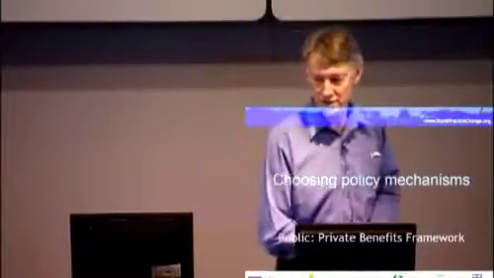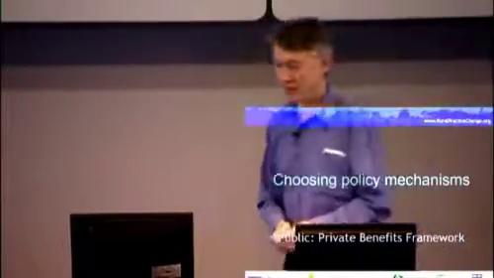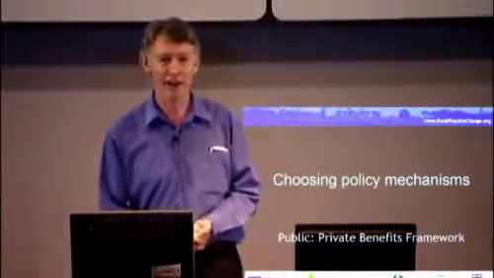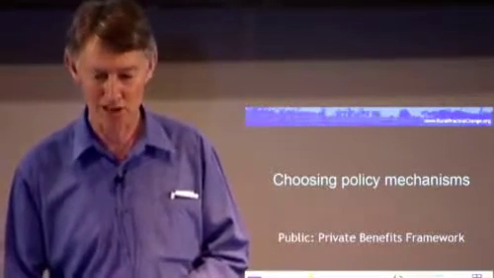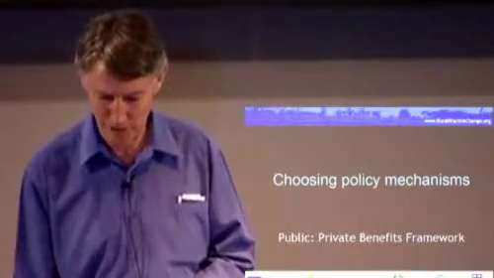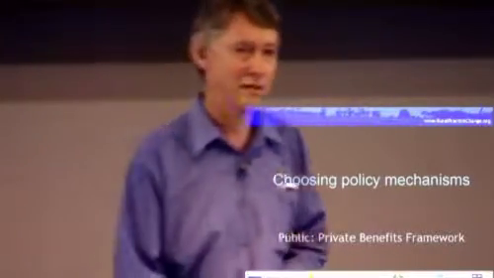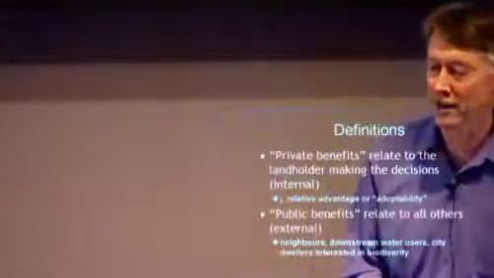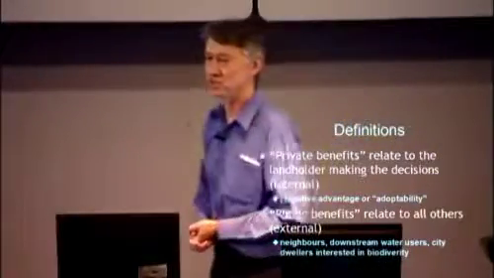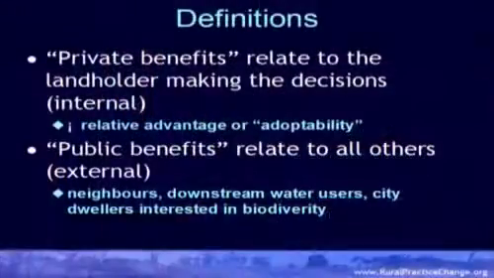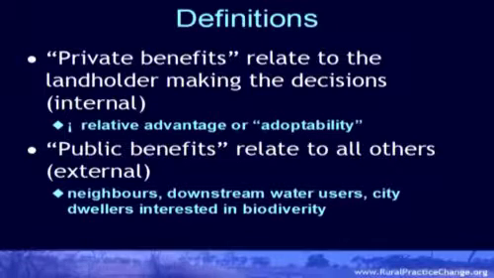Okay, I want to talk about the choice of policy mechanisms, and present to you in a very abbreviated version this public-private benefits framework. If you think this looks like it's something that might be useful to you, there's a larger amount of information about it on my website. Start with a couple of definitions. Private benefits, I'm talking about benefits and potentially costs that relate to the landholder who is making the decision about whether or not to change their practice. Then there's the public benefits, which is to everyone else. It's neighbours, downstream water users, city dwellers who care about biodiversity. It's anyone who's affected by the change in practice other than the person who's making the decision.